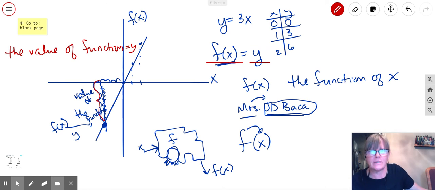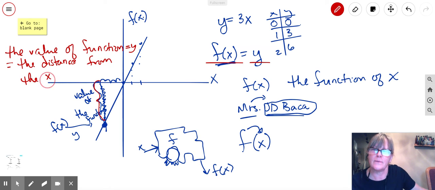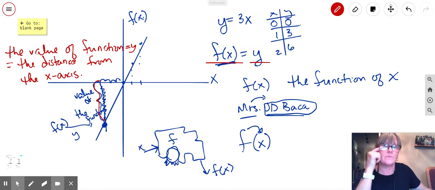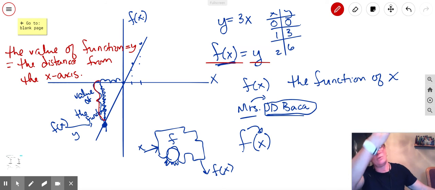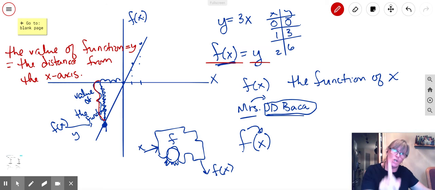And I should have put that somewhere. Let me write that. The value of the function is equal to y, which is equal to the distance from the x-axis. That's really important because it's a frame of mind change. It's not like x and y. It's now like x shoots to y. So it's a little different.